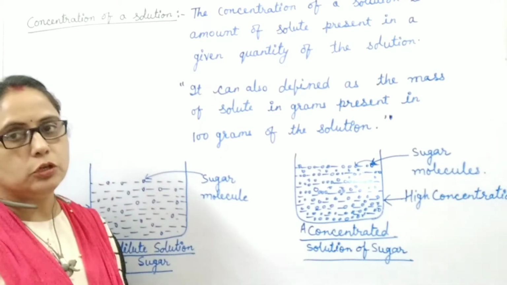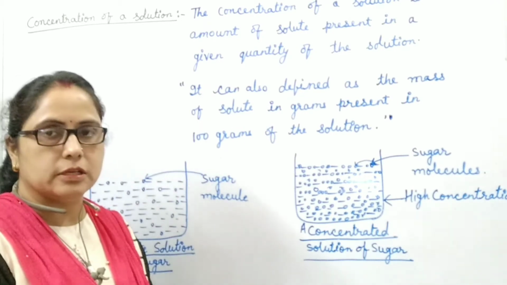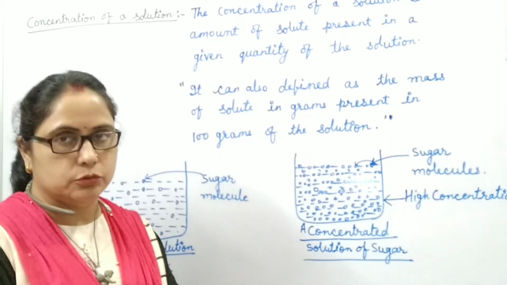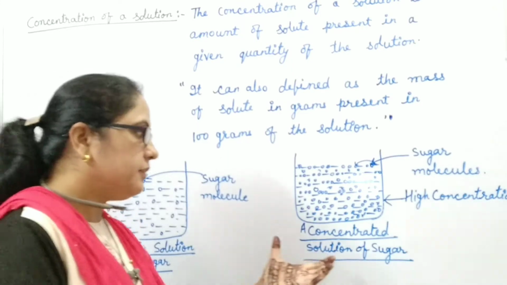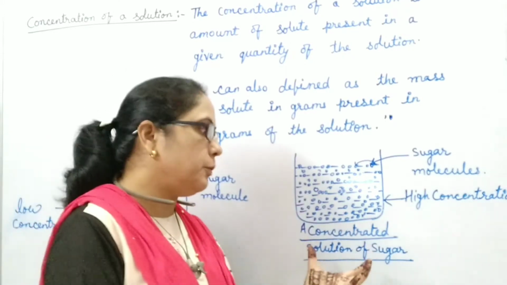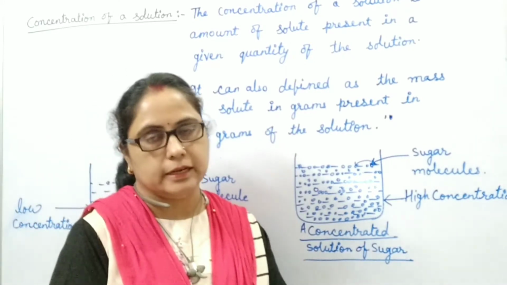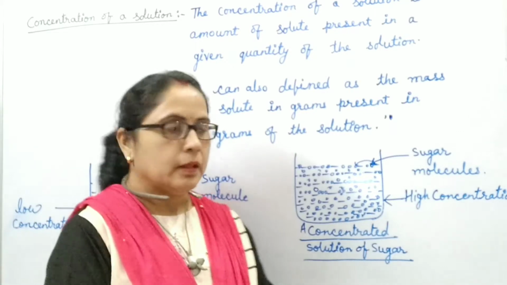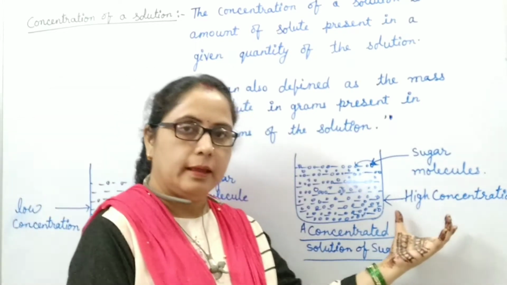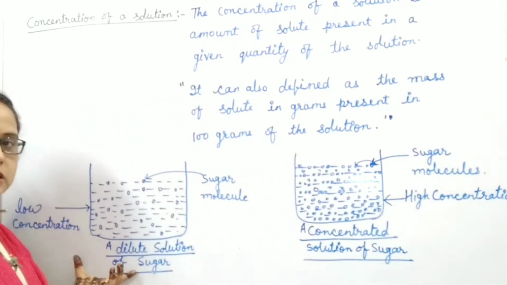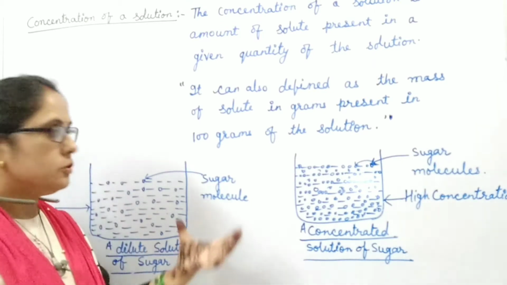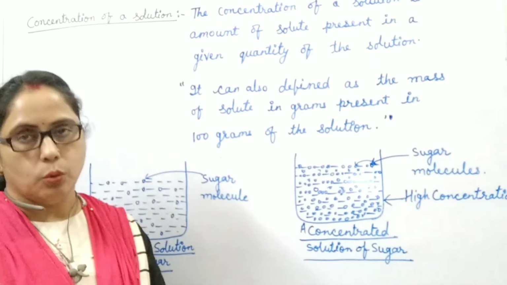If the amount of solute present in a solution is lesser, that type of solution is called dilute solution. While if the solution contains more amount of solute, this type of solution is called concentrated solution. It means the concentration of solute is high, and in the dilute solution which is present in the first beaker, the concentration of solute is low.